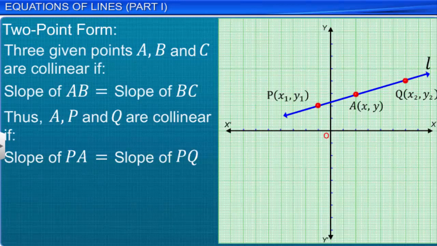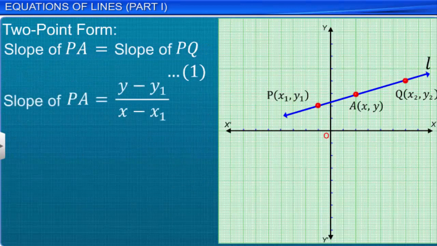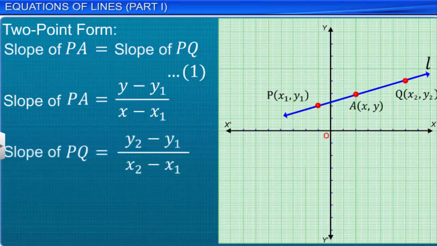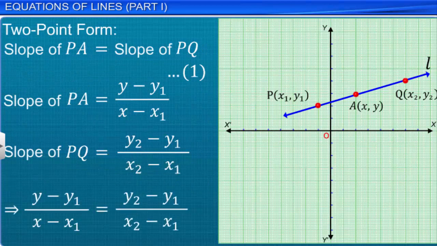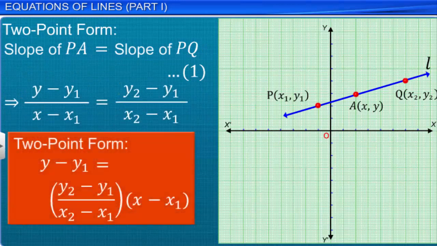Let this be equation 1. The slope of PA is given by (y minus y1) upon (x minus x1). Similarly, the slope of PQ is given by (y2 minus y1) upon (x2 minus x1). Let us put the values of the slopes of PA and PQ in equation 1. On simplifying, we get the two-point form of the equation of a line passing through the given points P and Q.